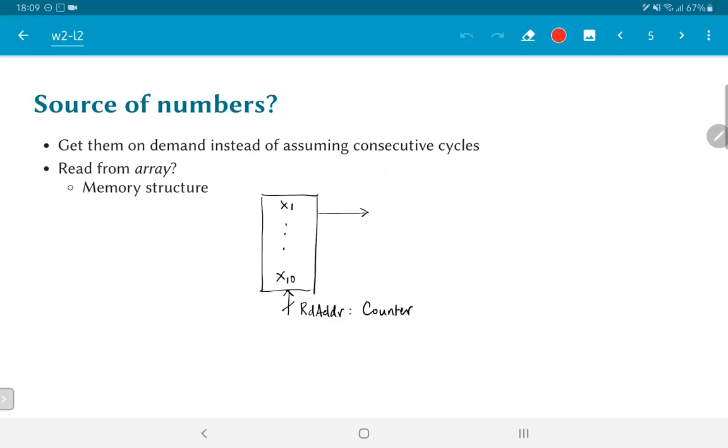Behaviorally, this is exactly the same as the multiplexer that we have shown earlier. It's just that from a structural implementation point of view, the multiplexer is now absorbed into this memory array, and we can therefore concentrate on just getting the rest of the functionality right. All that we need to do is to provide a read address to this memory array. That read address in this case, of course, is the counter value itself.